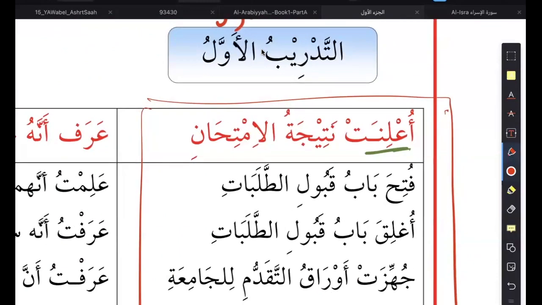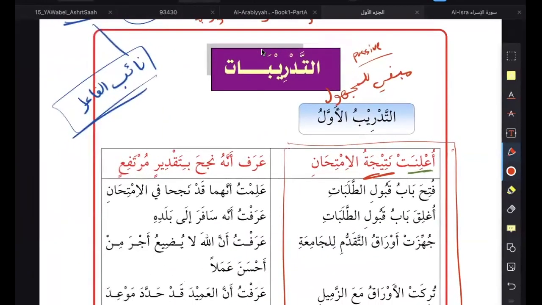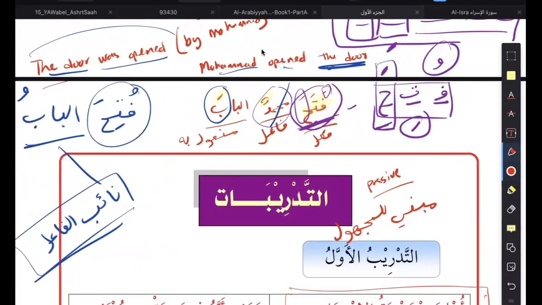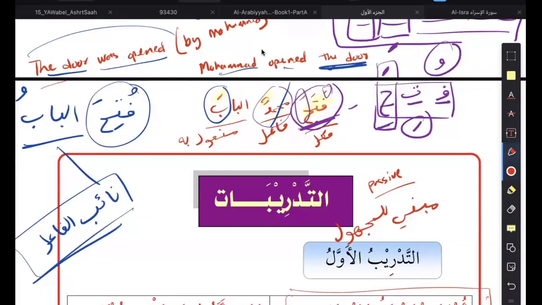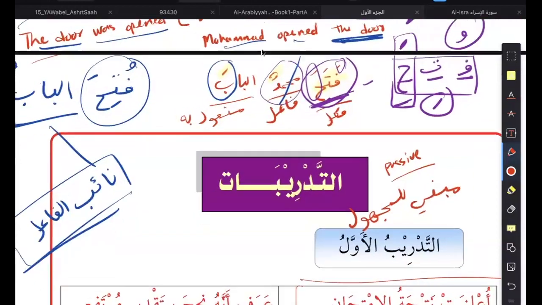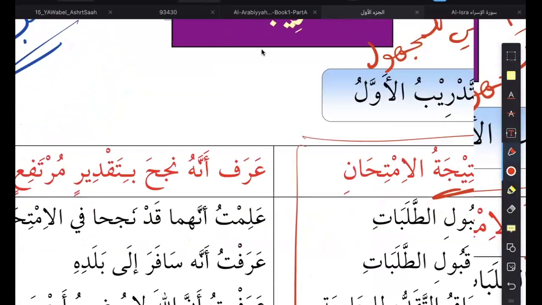So we have the first exercise, التدريب الأول. The first one we have أعلنت نتيجة الامتحان. So as you can see, the natija here should have been, oh, Allah al-Mustan. There's one more thing you have to know. This is tricky, guys. It's not simple. So this is very important.